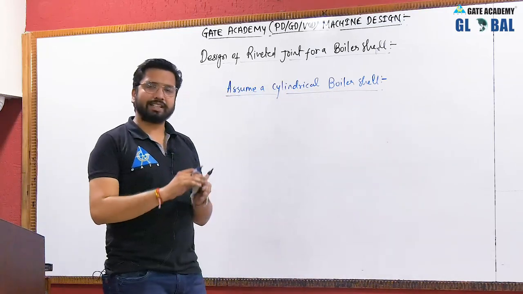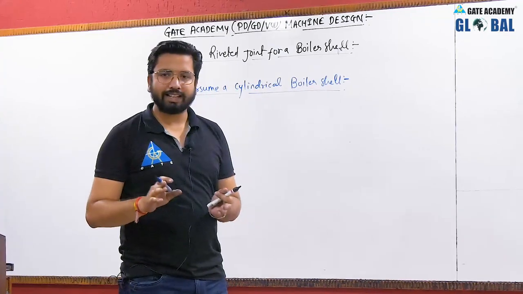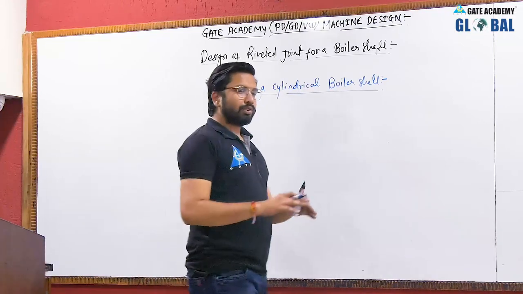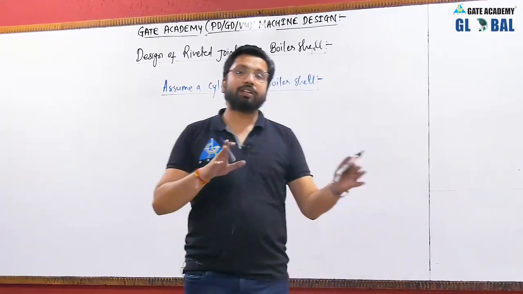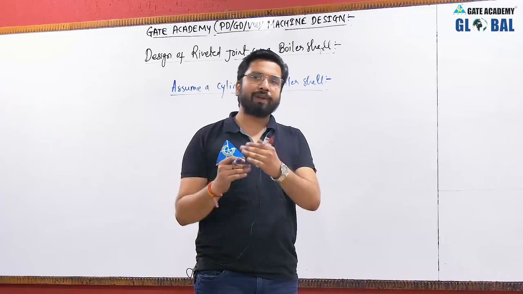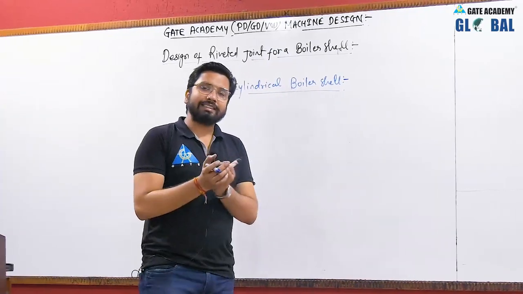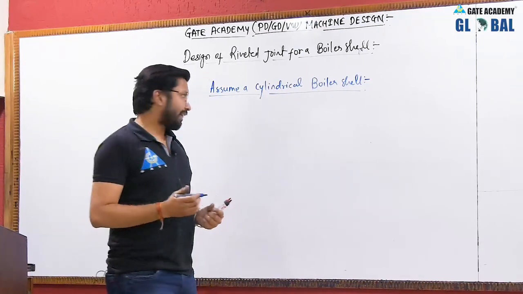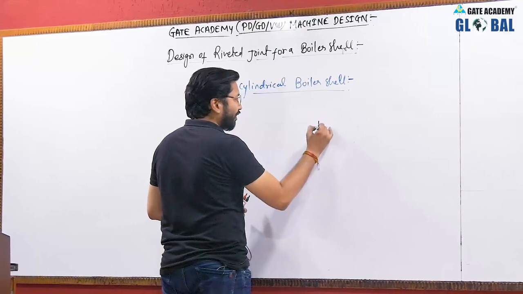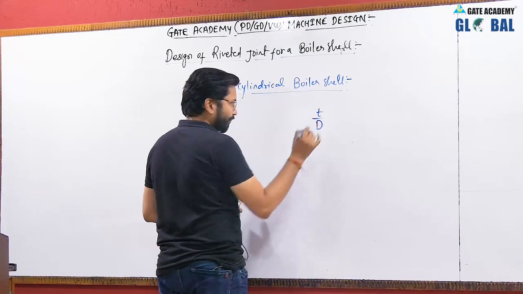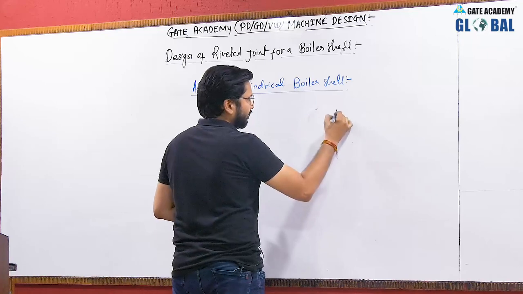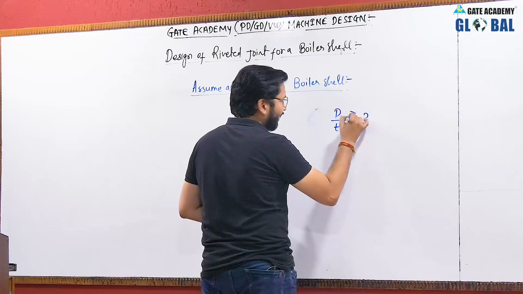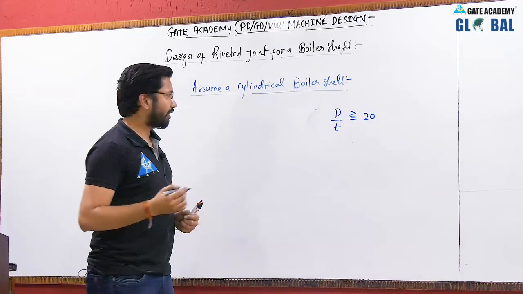We will also consider that the shell is a thin shell, that is, the pressure vessel of the boiler is a thin pressure vessel. In a boiler there will be a portion where we store the highly pressurized steam, and we will be supplying the steam to the turbine. Hence we will consider that the shell of the boiler has a thickness T, such that the internal diameter of the shell D divided by T will be equal to or greater than 20.